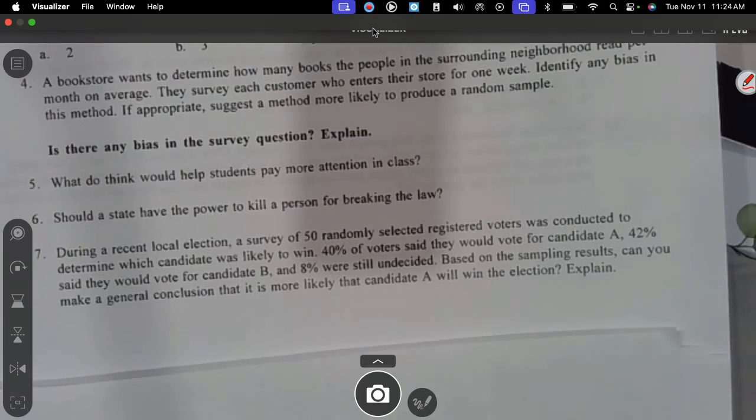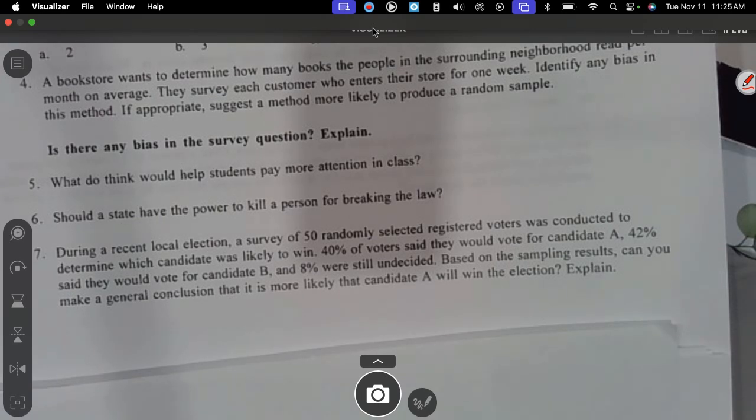Number 7, we had this one also yesterday. So 50 registered voters were asked about the candidate. 40% said they would vote for candidate A. 42% said they would vote for candidate B. That leaves 8% of these people. 50 times 8%, nope, I did that wrong. 50 times 8% is 4 people left, I guess, or they were undecided.